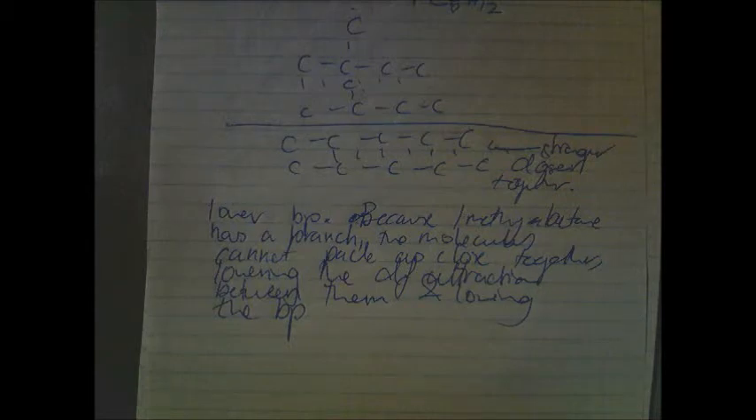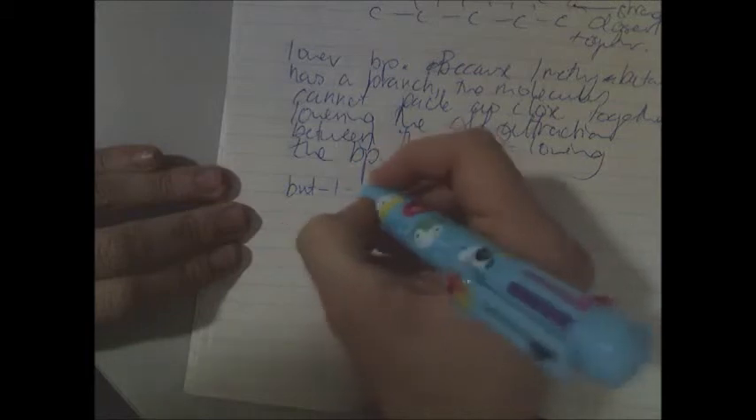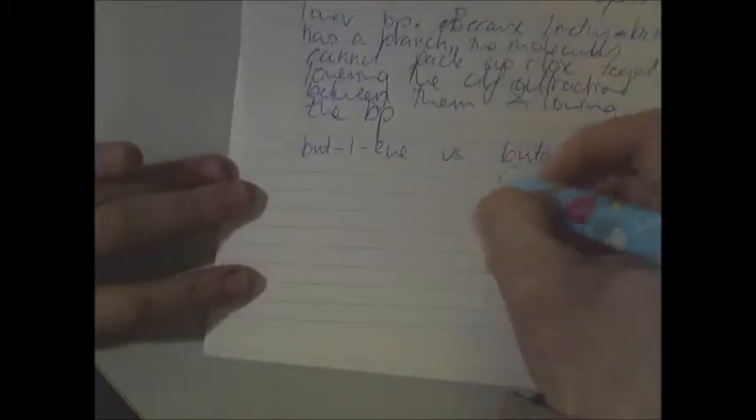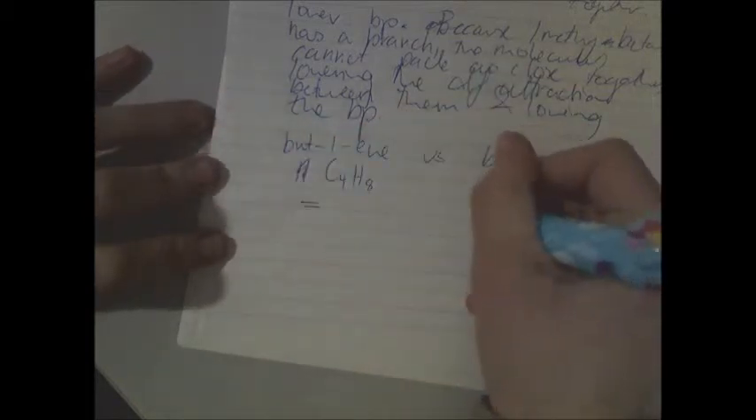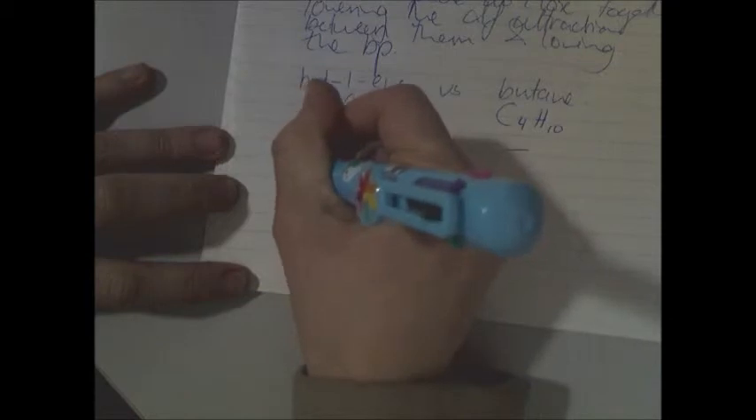Another thing that they may ask is but-1-ene versus butane. Now I know they have a slightly different formula, so butane would be C4H10, but-1-ene is C4H8. So slightly different number of electrons, but their boiling point is different. But-1-ene has a double bond, butane has a single bond.